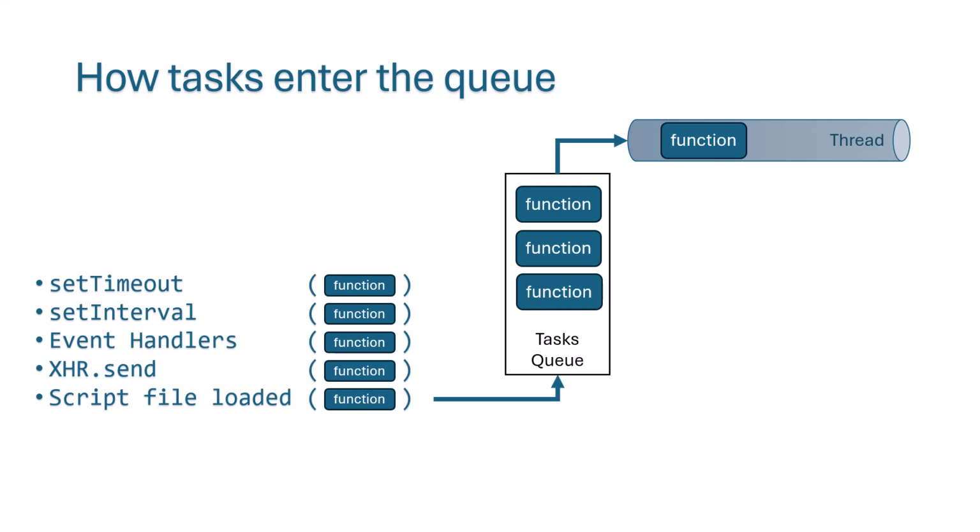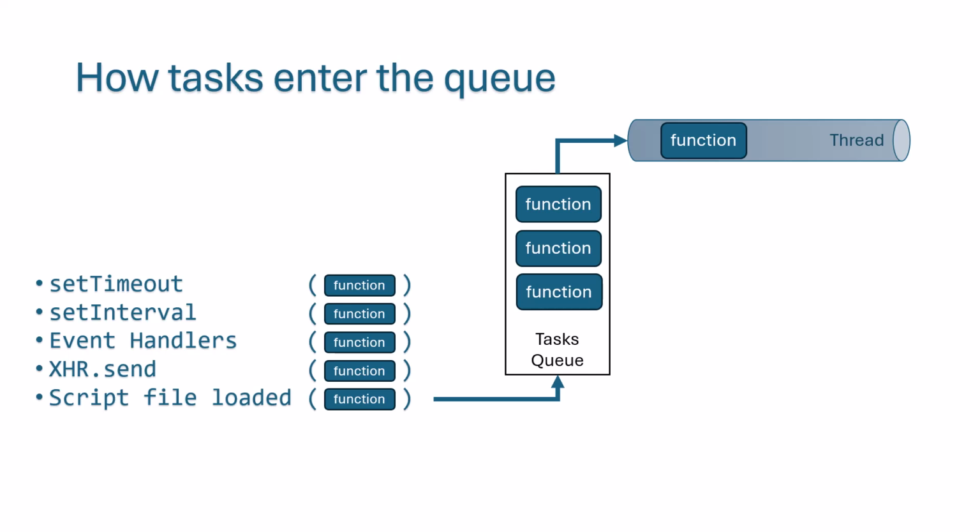Another example is XMLHttpRequest. It sends a request to the server and it takes a callback. When the server replies, the callback is pushed to the queue. Now, there's a few other APIs like this, but actually not that many. So, if JavaScript can only run one function at a time, how is asynchronous code even possible?